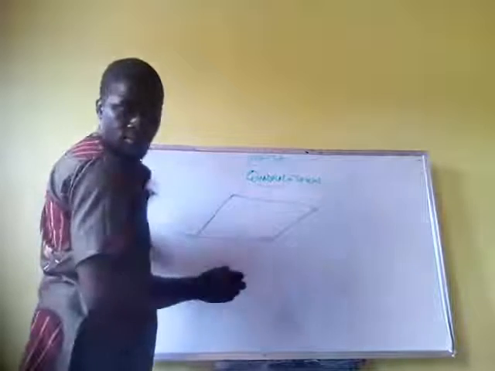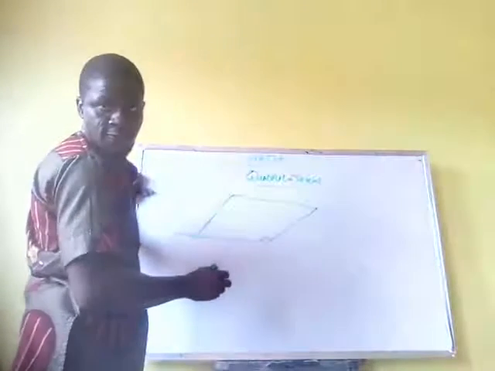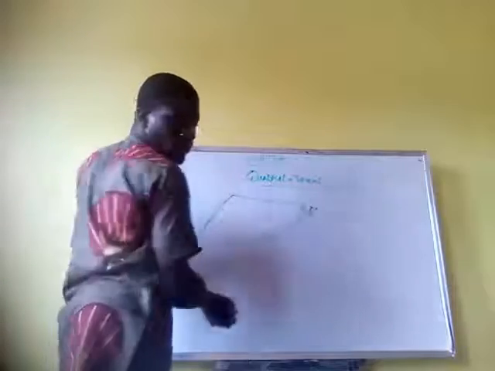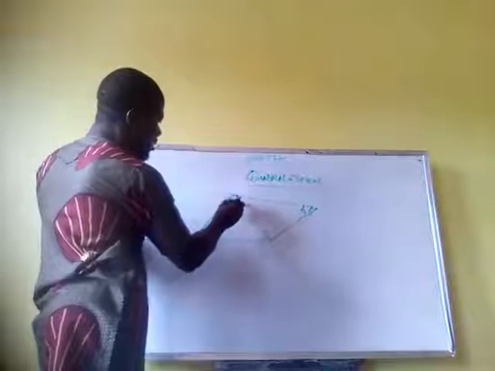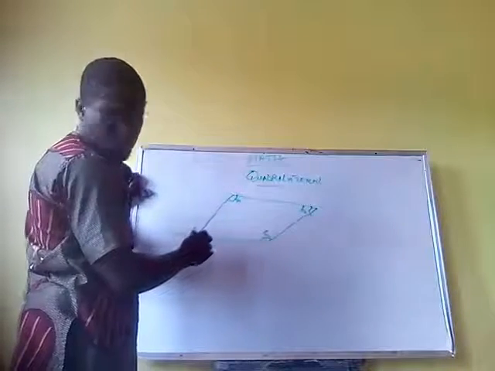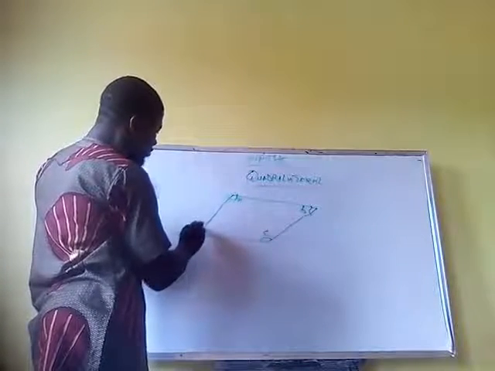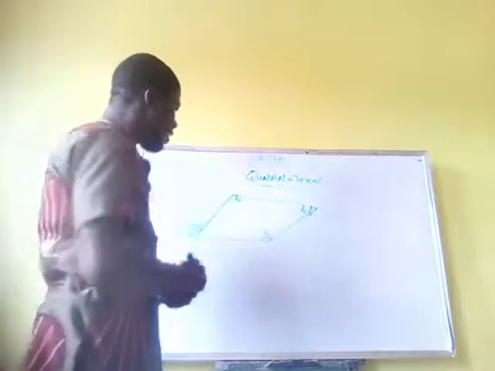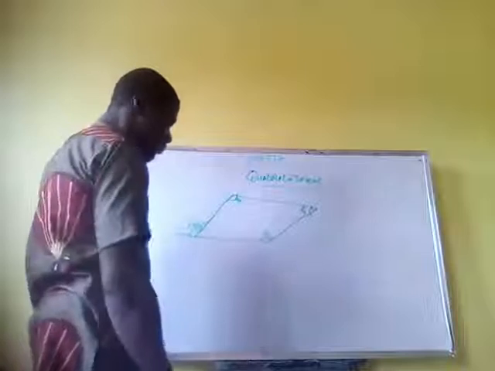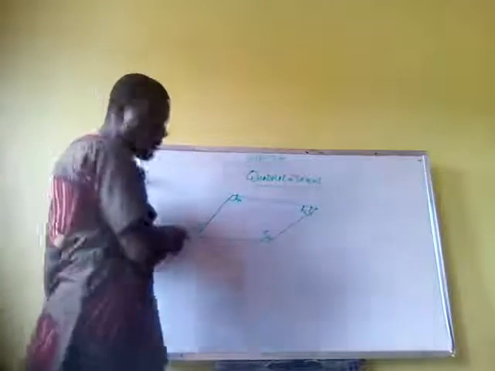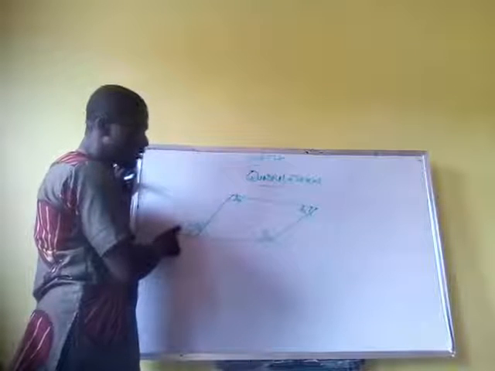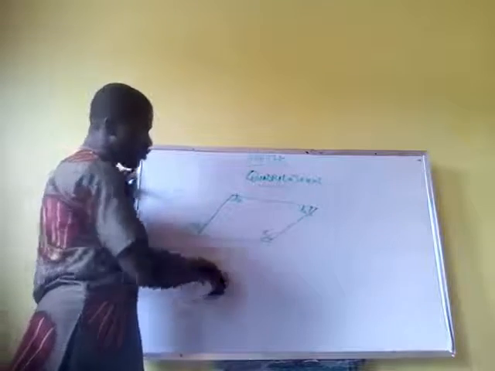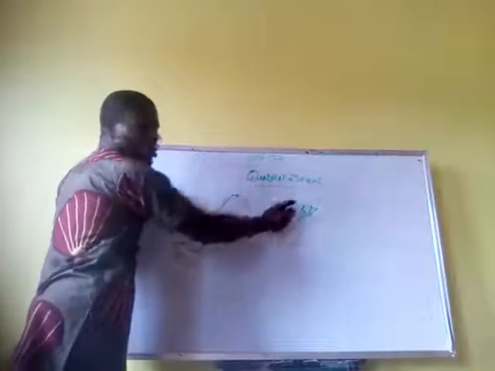So here is C, we have B, we have A, then here is 124 degrees. The question said find A, B and C. So the first thing we are supposed to do from here now, remember this is an exterior angle, and it's equal to the two opposite interior angles.